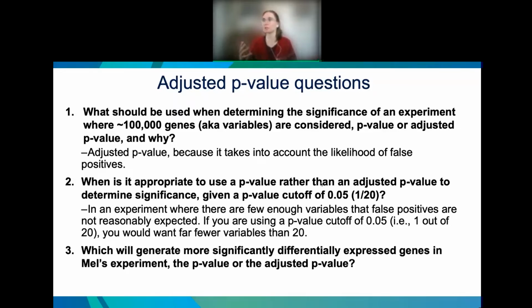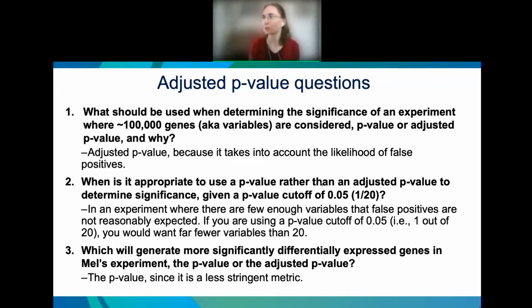So after making this adjustment, what the adjustment does is it makes it more difficult to be significant. The raw p-value might have a bunch of false positives, so a bunch of values that are less than 0.05, but after adjusting for multiple testing correction, a lot of them will be greater than 0.05. The p-value is a less stringent metric, which will generate more significantly differentially expressed genes. So if we were to just go by p-value, there are more genes that pass the significance cutoff of less than 0.05. With adjusted p-value, we get fewer genes.